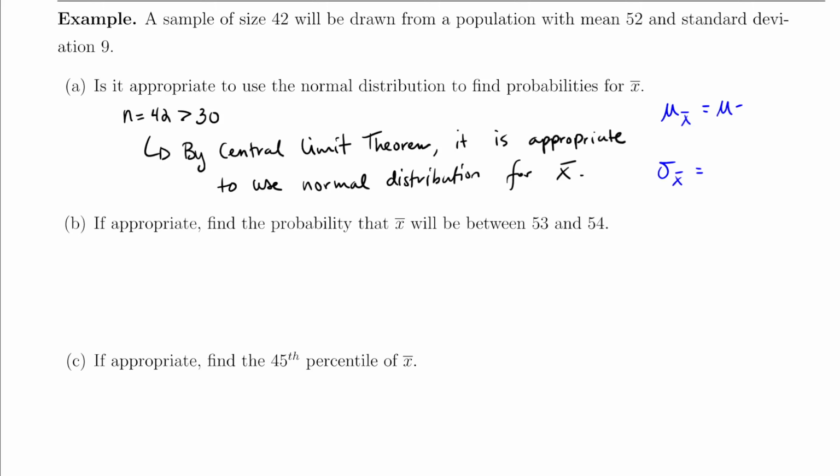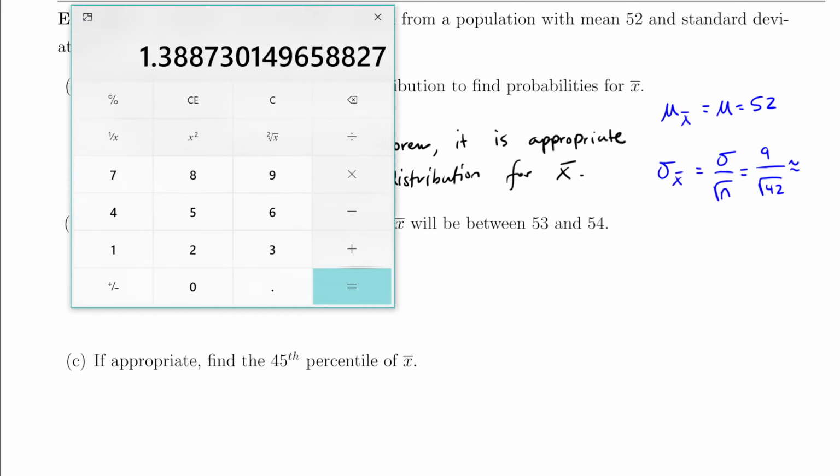Mu sub x bar is just mu, so that's 52. Sigma sub x bar is sigma divided by the square root of n, which for us is 9 divided by the square root of 42. We'll round that to 2 decimal places, and we see it would round to 1.39.